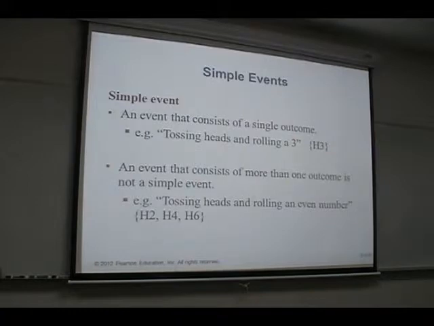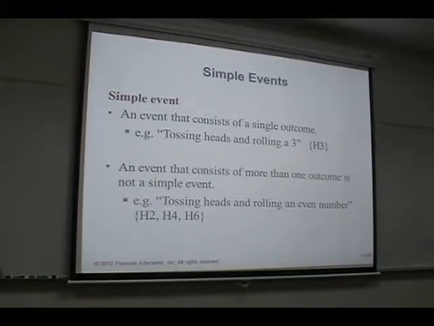An event that consists of more than one outcome is not considered a simple event. Say it says tossing a heads and rolling an even number. Well, if I'm going to toss a heads and roll an even number, what things would make that true? I could have heads and 2, or heads and 4, or heads and 6. So in other words, there are 3 things that would make that true out of that pool of 12 things. Which means that would not be a simple event.